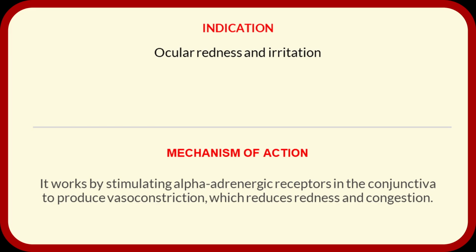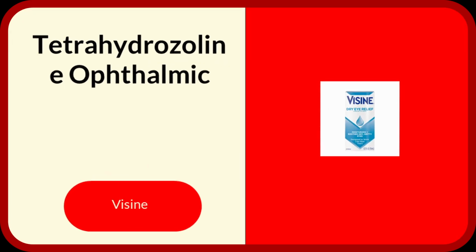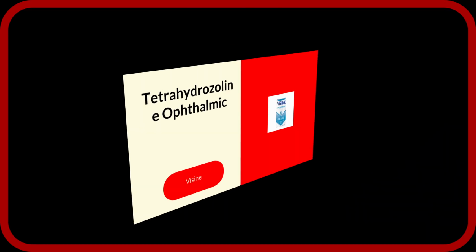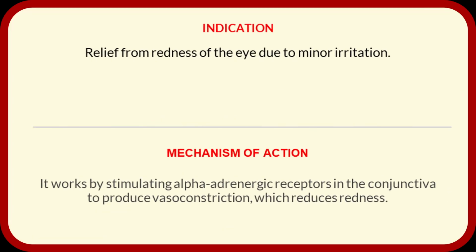It works by stimulating alpha-adrenergic receptors in the conjunctiva to produce vasoconstriction, which reduces redness and congestion. Tetrahydrozoline ophthalmic, with the brand name Visine, is used for relief from redness of the eye due to minor irritation. It works by stimulating alpha-adrenergic receptors in the conjunctiva to produce vasoconstriction, which reduces redness.